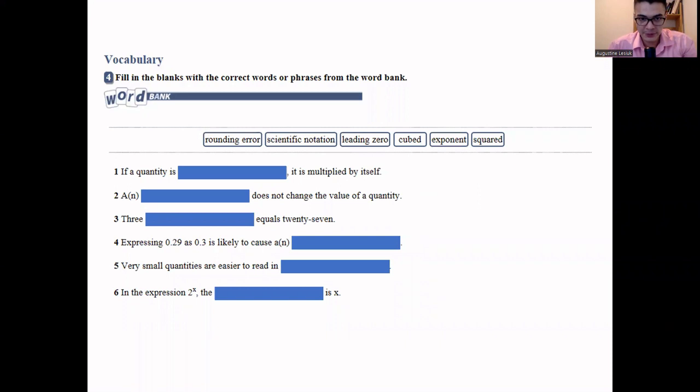For the next vocabulary segment, I want you to fill in the blanks with the correct words or phrases that are given up here. So we have rounding error, scientific notation, leading zero, cubed, exponent, and squared. Okay, so I want you to use these words, fill in the blanks. I want you to try it out yourselves first, pause the video, try it, and then resume the video for the answers.